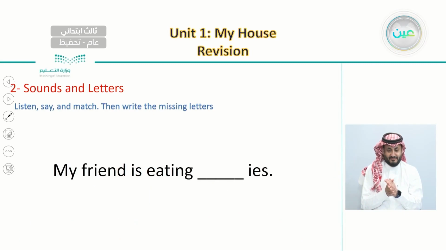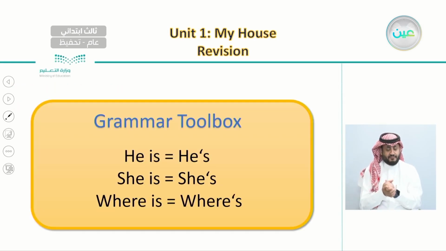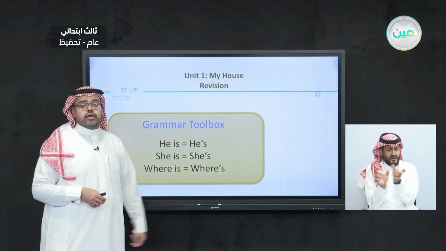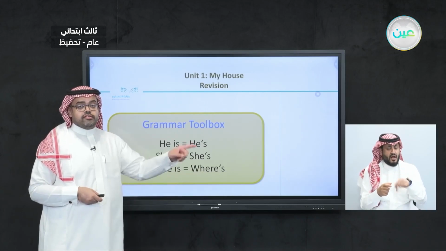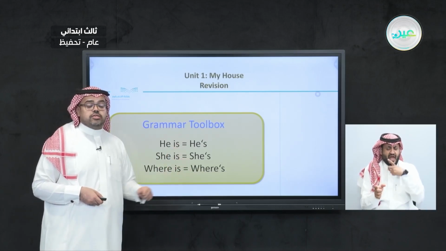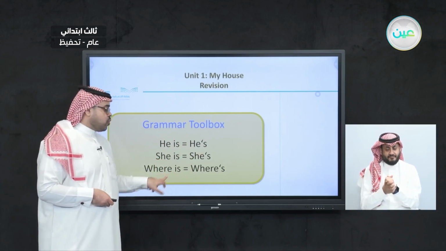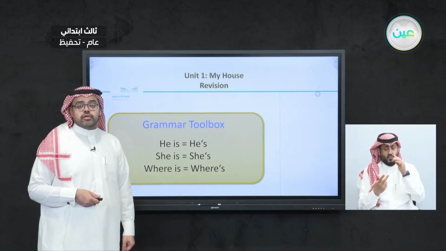And now we're going to learn the last answer we did with this exercise, which is about writing the missing letter of these sentences. And our answer was cookies, that my friend is eating cookies. And after this, in the grammar toolbox, we learned we can use he is in full form, and we can use it in a short form by saying he's. Like, for example, he is eating, or he's eating, or she is eating, or she's eating, or where is the boy by where's the boy.